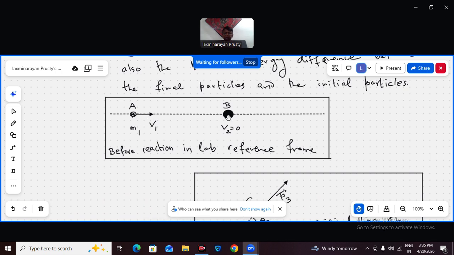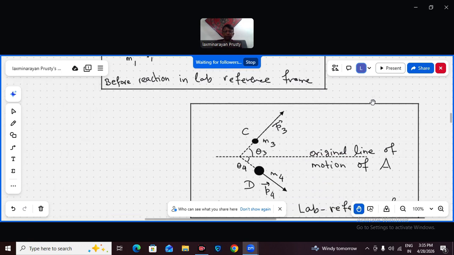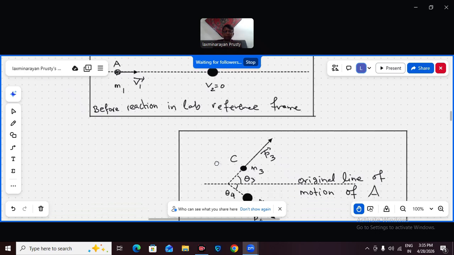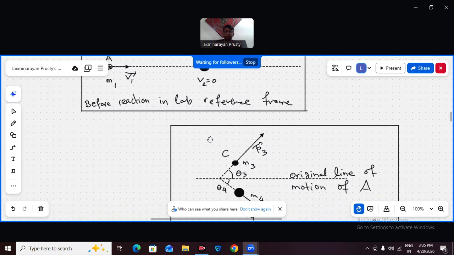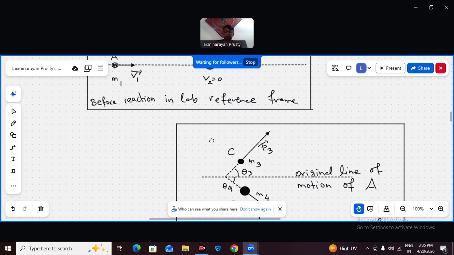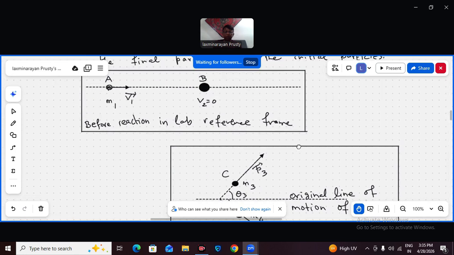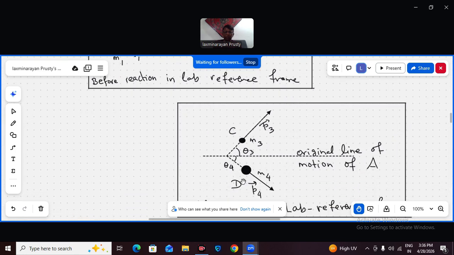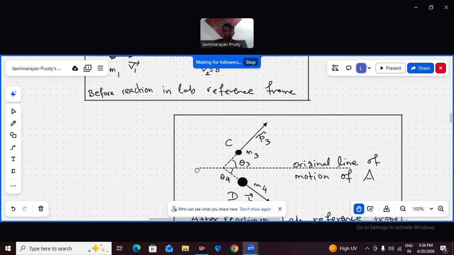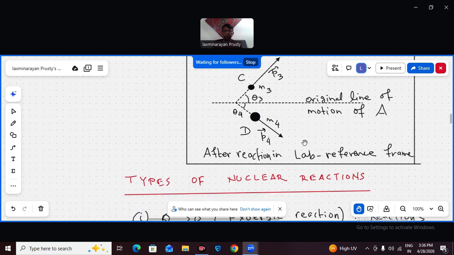A, this is the target nucleus. A is the incoming particle moving with velocity V1. I should put a vector sign on V1, and its mass is M1, particle A. B is at rest. So after this reaction, two other particles are formed: one particle C is forming, and the remaining nucleus D will also be moving. This is all in the lab reference frame. This is before, and this is after.